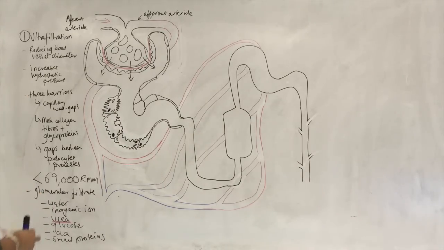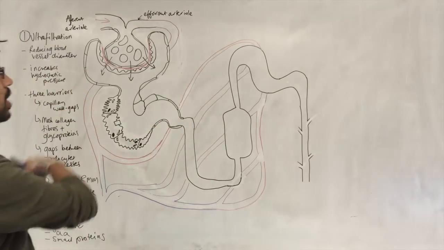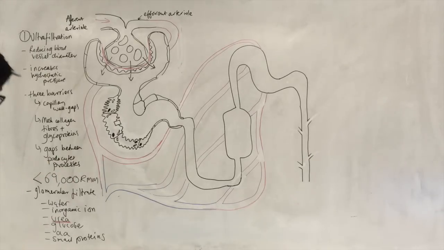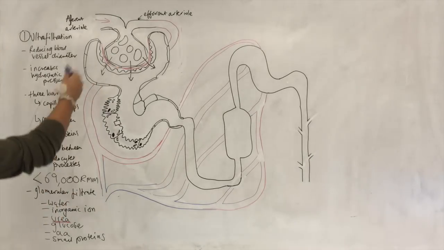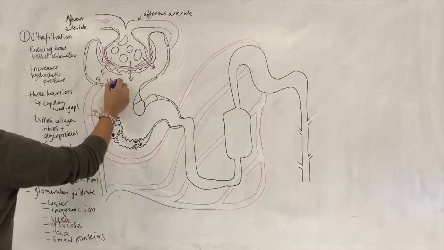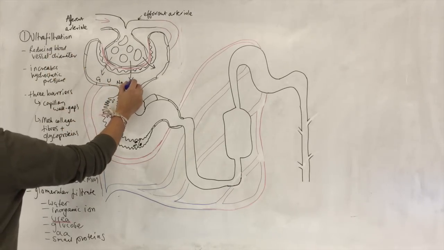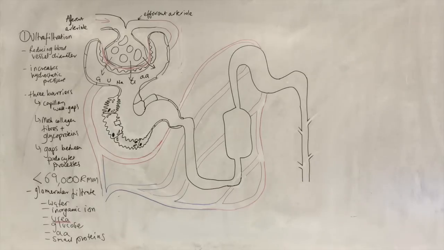Okay? So everything else we've got to get back, and that's really what our discussion is going to be about. How does all that stuff make it back into the blood? Okay? So all these important things are now in the glomerular filtrate. We've got glucose, urea, sodium ions, chloride ions, amino acids. Okay, I'm going to ignore the proteins bit.